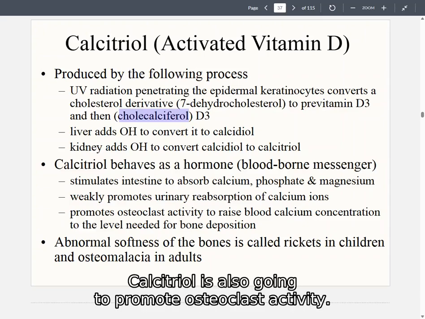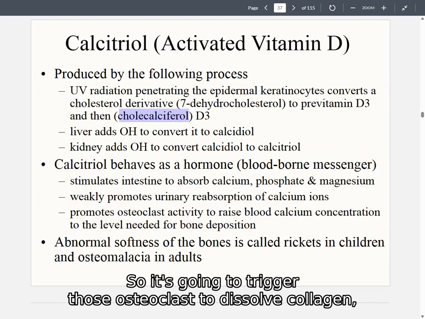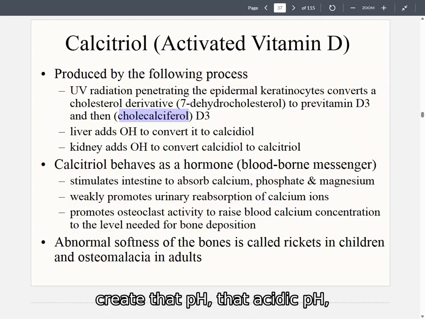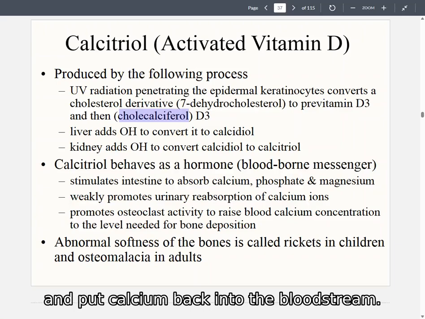Calcitriol is also going to promote osteoclast activity. So it's going to trigger those osteoclasts to dissolve collagen, create that acidic pH, and put calcium back into the bloodstream.